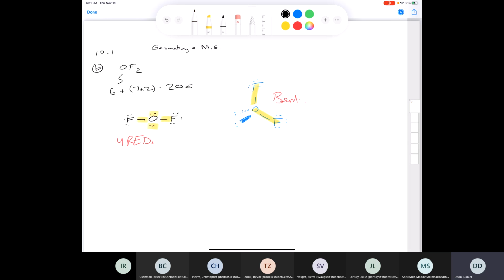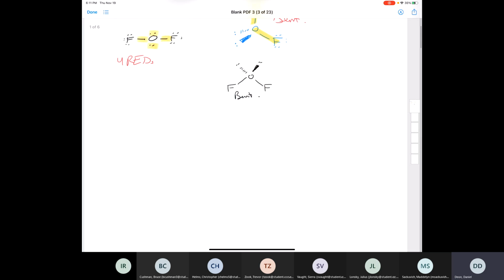Okay, now if you wrote your Lewis structure like this, if you said, well, I have fluorine, then I have oxygen, like this, I have 1 lone pair in the back, and I have another one out in front like that, so that's also bent. That's fine too. They're just different perspectives of looking at the exact same molecule. Okay, let's try the next one.